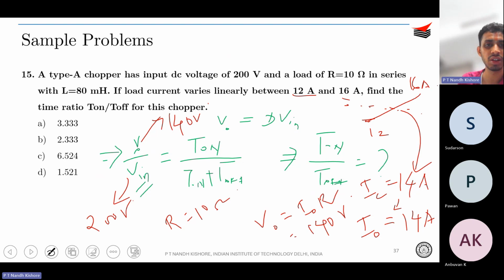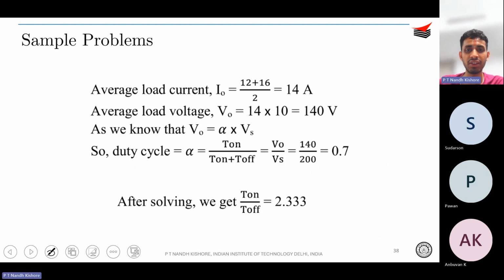Simple, right? Just V naught by V in is D. D is T on by T on plus T off. You know V in. They have given you I min and I max, therefore you know what is I average. If you know I average, you know I naught. If you know I naught, V naught is I naught into R. Therefore, you know what is V naught. Just rearrange the terms, you will get the answer. Average load current is 14 amps. So with the average load voltage, duty cycle D is T on by T on plus T off. Therefore, you get T on by T off.